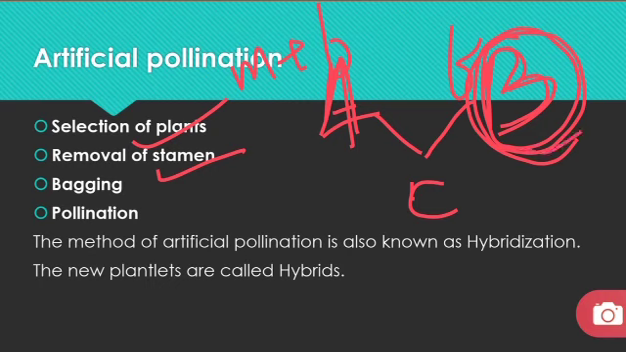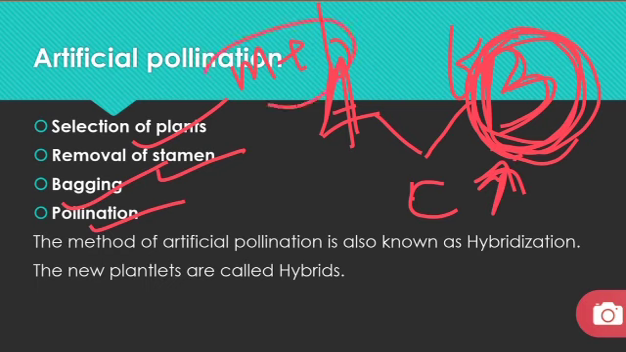Okay, so here you have removed the male part of the plant. Then comes bagging. Now what you will do, you will bag the flowers of plant B. You will bag the flowers, means you will tie the flowers with a polythene bag and you will leave it to get matured.